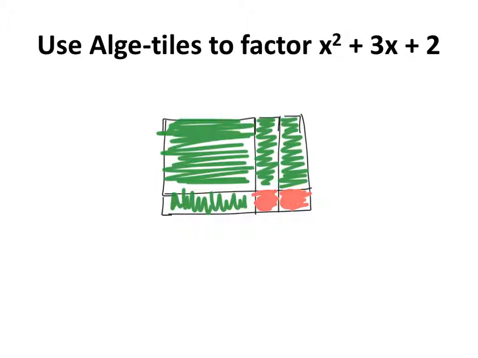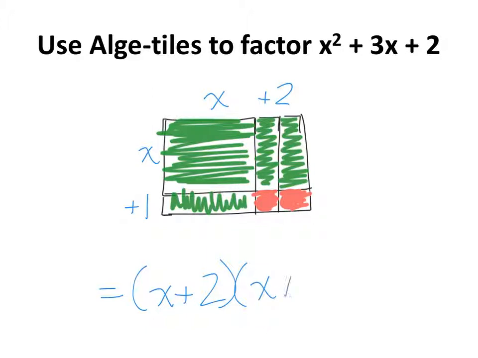Now we're going to read our factors from the edge lengths. One factor is x and 2 1s, so x plus 2. The other factor is x plus 1, so that our factored form final answer looks like x plus 2 multiplied by x plus 1. And keep in mind we could also write that down as x plus 1 multiplied by x plus 2.